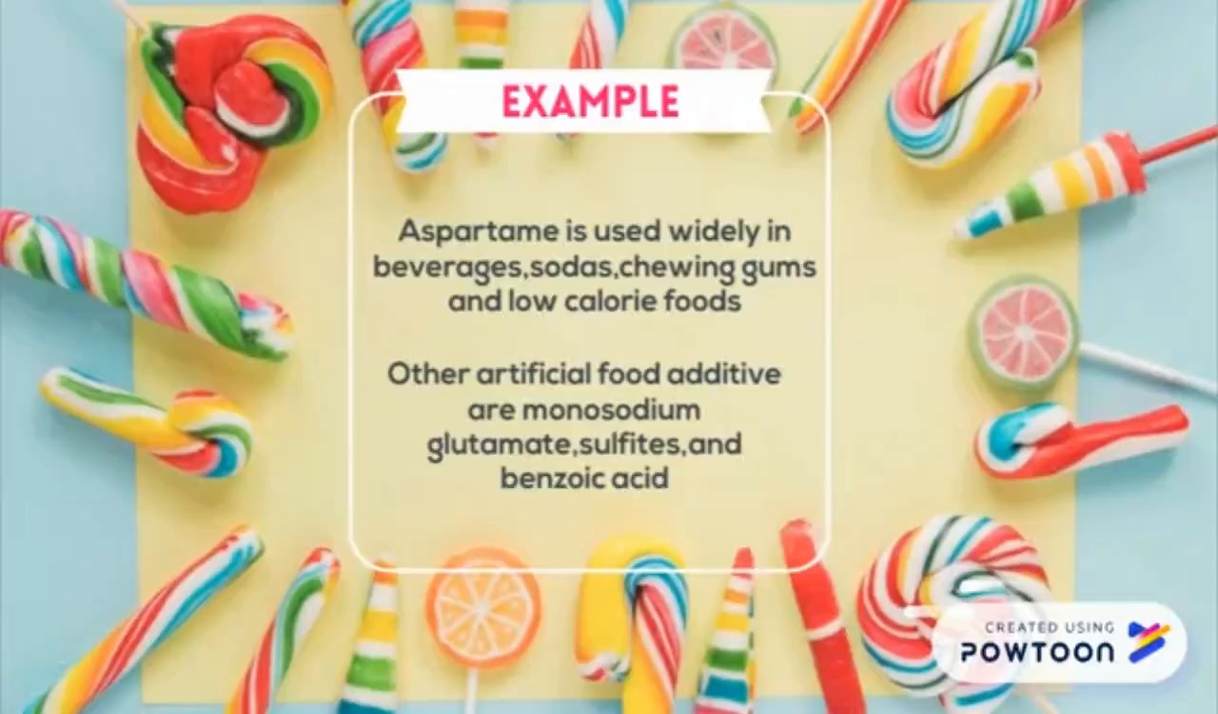The example of artificial food additive is aspartame. Aspartame is used widely in the food industry. It is usually found in beverages, sodas, chewing gums, and low-calorie foods. Other artificial food additives are monosodium glutamate, sulfites, and benzoic acid.